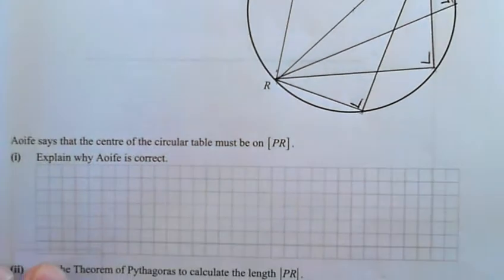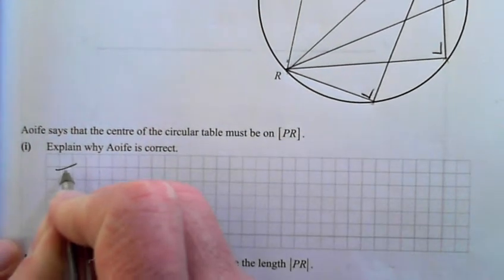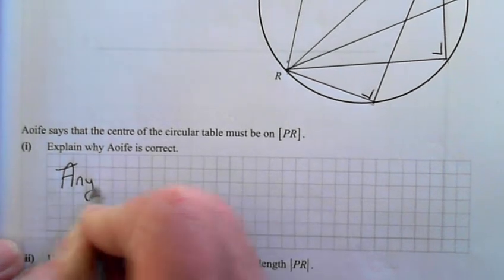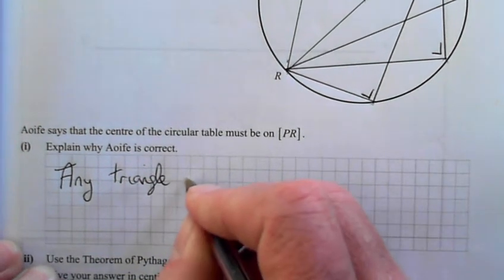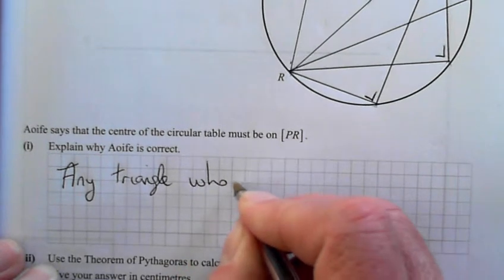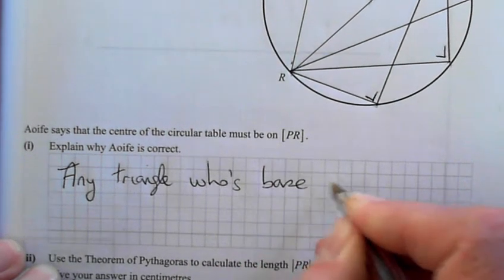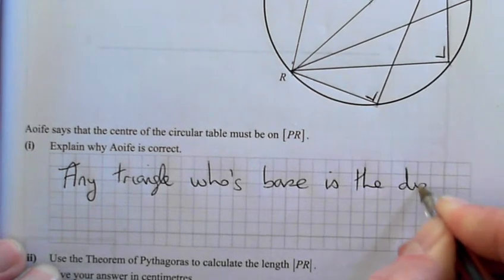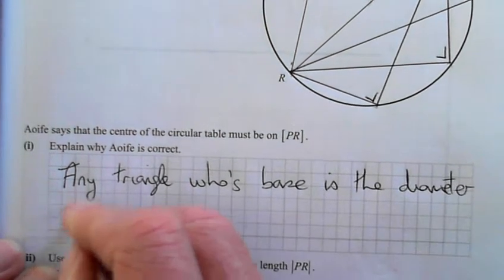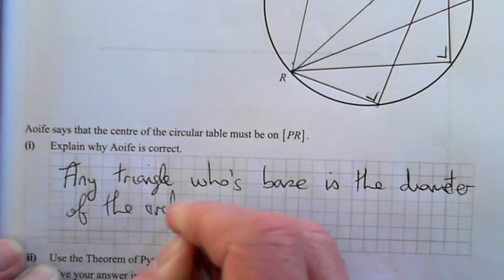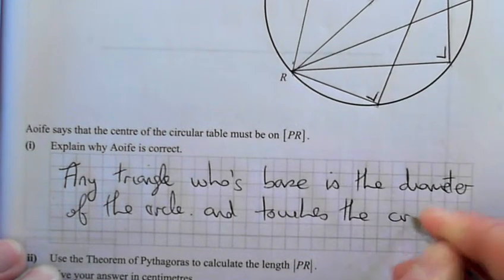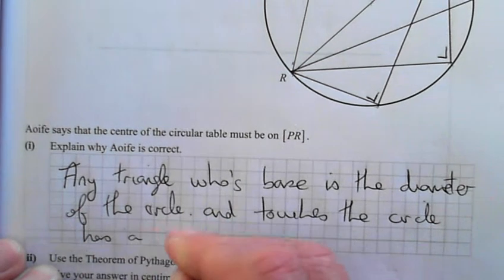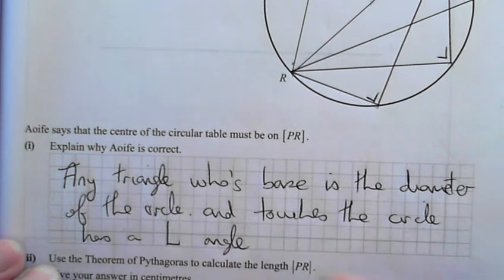So right, the answer, explain, don't just keep watching. Explain any triangle whose base is the diameter of the circle and touches the circle has a 90 degree angle. Right? Well, you can put it in different words.